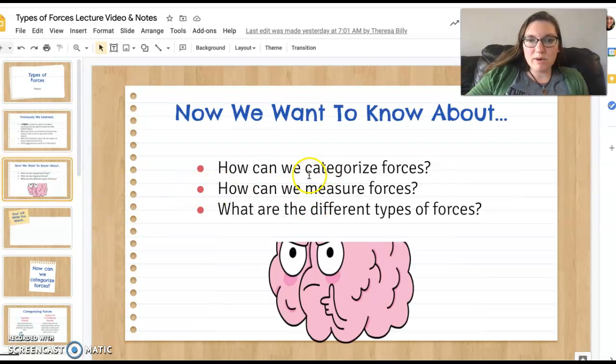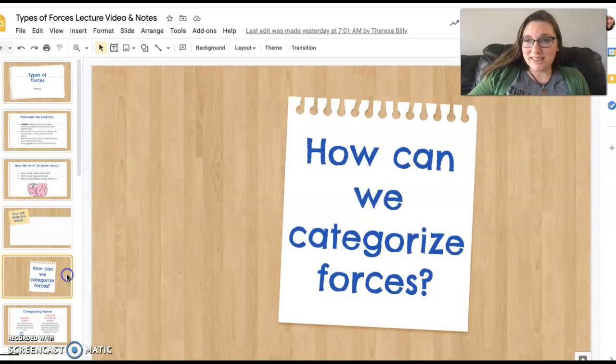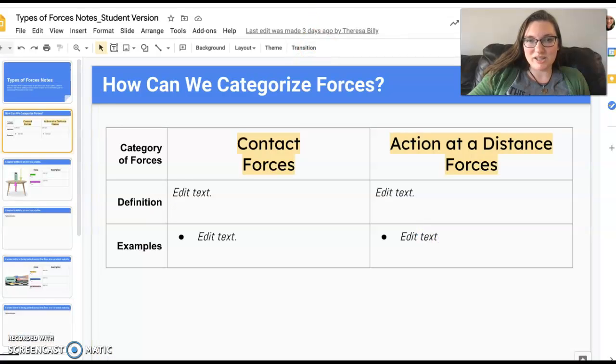So now we want to know about ways to categorize forces. We're going to look at six different types of forces that can happen here, and how we measure them. What are the different types of forces? You are going to take some notes in that student slideshow that looks like this, okay?